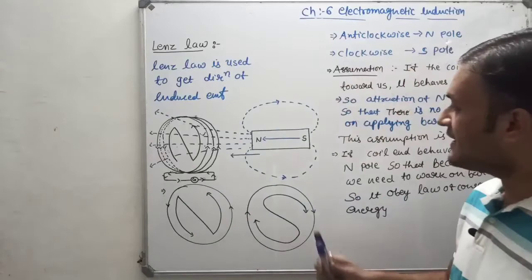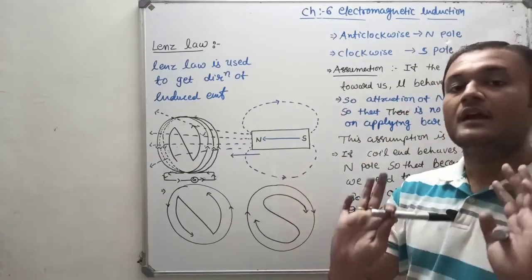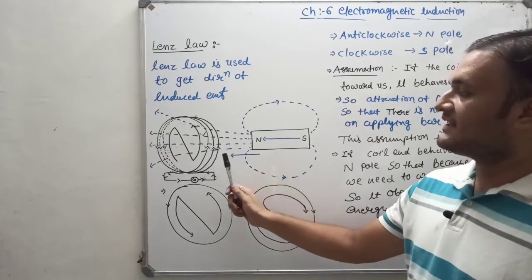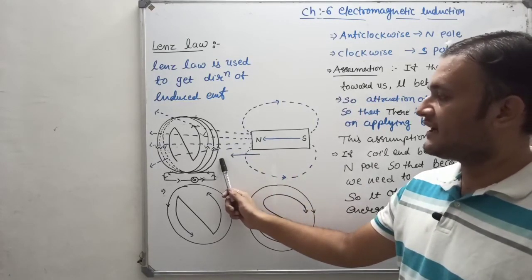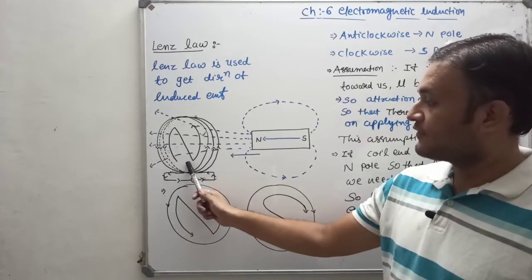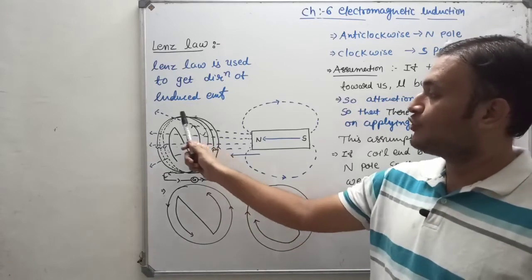The induced EMF, write it down, the direction of induced EMF is in the direction of the magnetic field that opposes the magnetic field which produces the EMF.